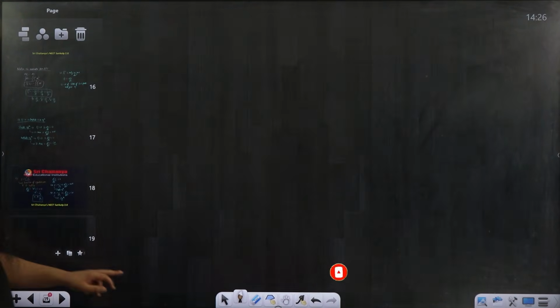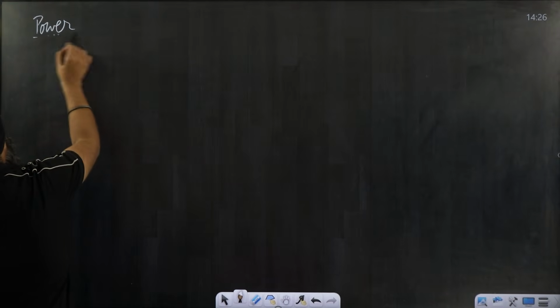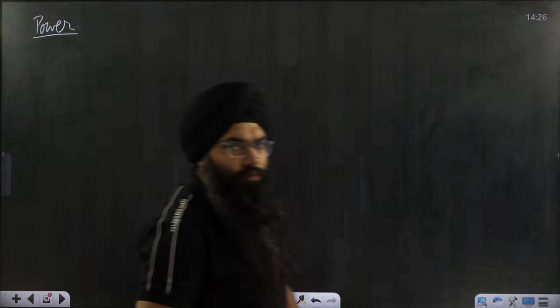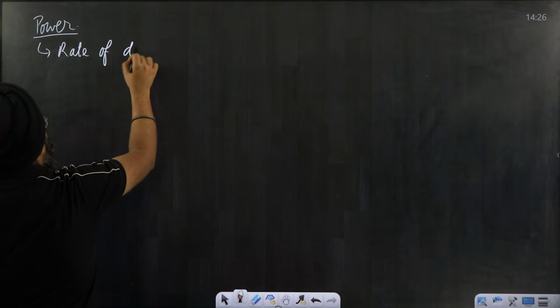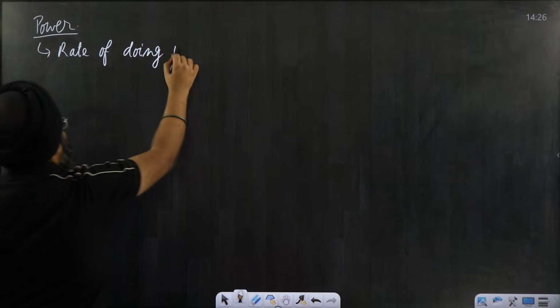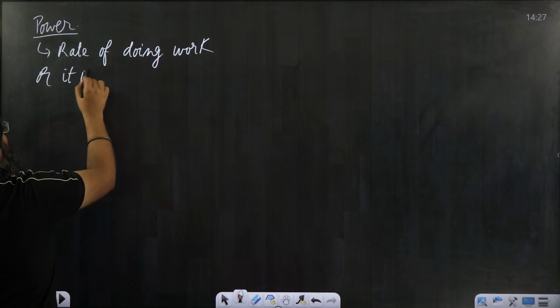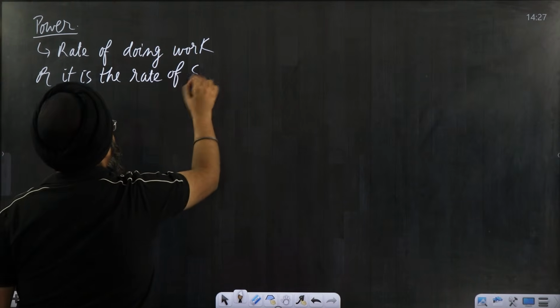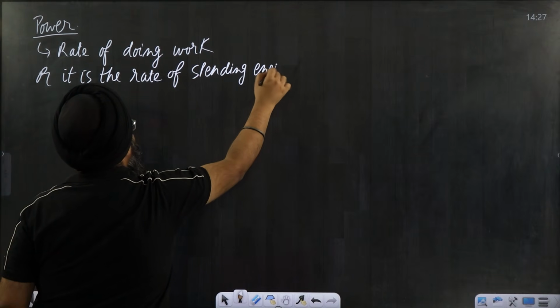Now let's go to the next concept, that is the concept of power. In work, energy, power, work is done, energy is done, and now let us go to the concept of power. So what is power? Power is basically the rate of doing work, or I can say it is the rate of spending energy. Basically, this is the definition of power.